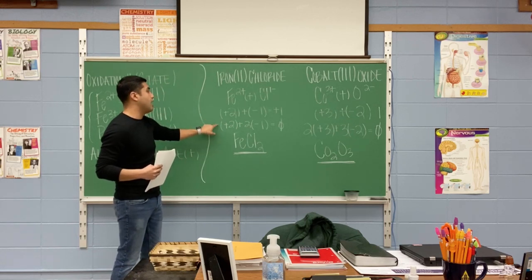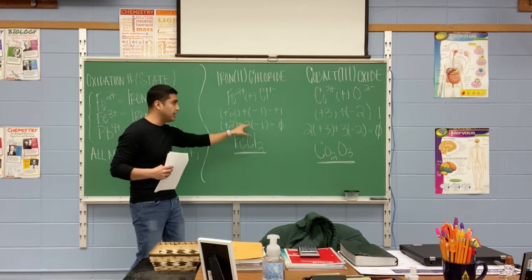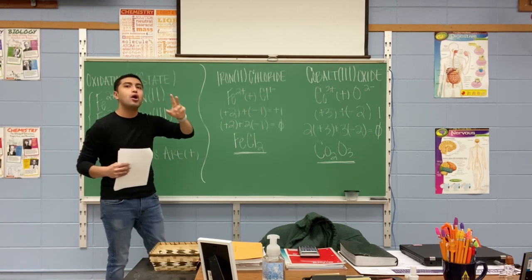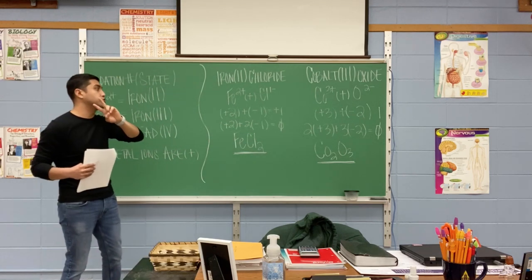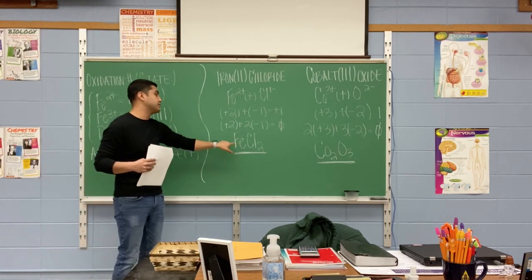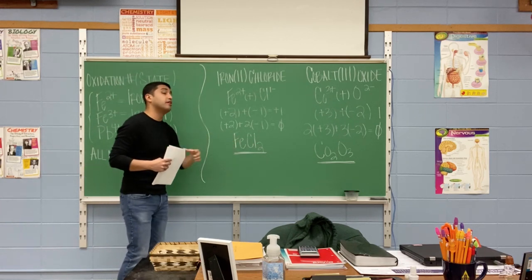I've rewritten my arithmetic here, my addition. Positive 2 plus negative 1 plus negative 1, because I'm doing 2 of them, would give me a charge of 0, which is what I want. So since I want twice as much chlorine, my formula for this is FeCl2. I need 2 of chlorine to balance out the charge of the iron.